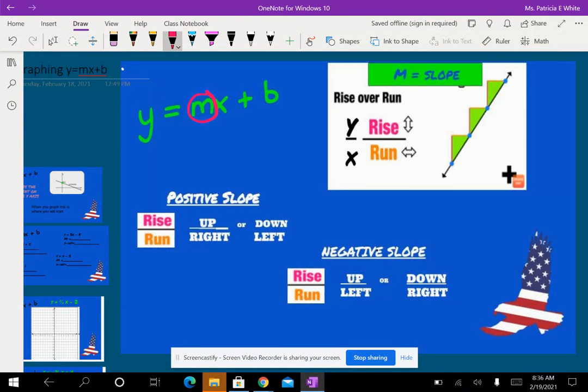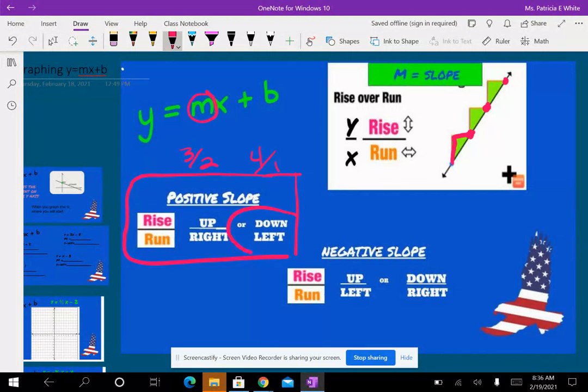M is our slope, and that's what we're going to look at first. We've done this before, rise over run. If my slope is a positive number, maybe 3/2 or 4, which I would write as 4 over 1, whatever, my rise is going to be up and my run is right. So up and right, and I get my next point. Up and right, and I get my next point. Up and right. That's how I'm going to get my points for graphing my line.